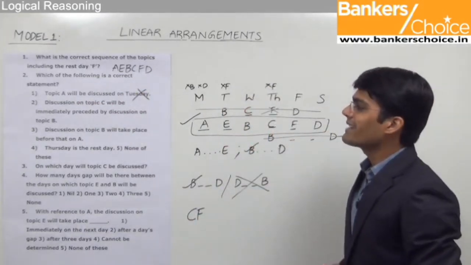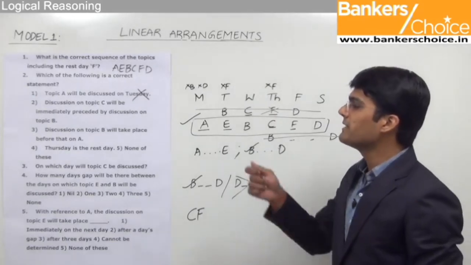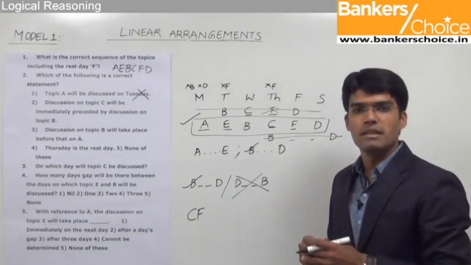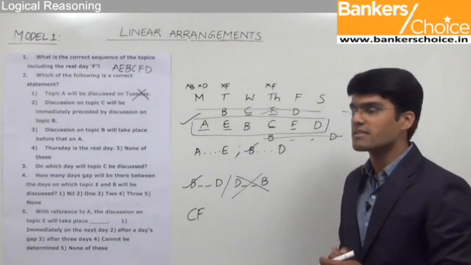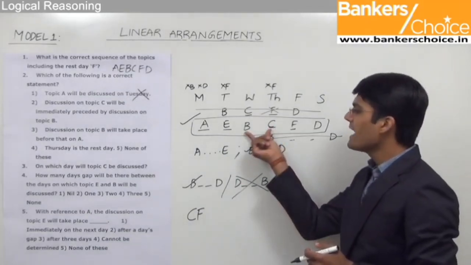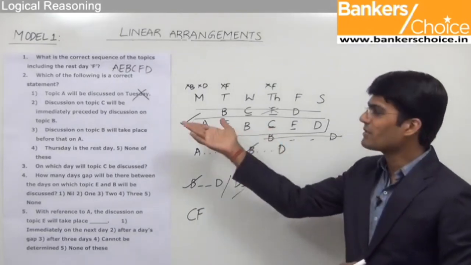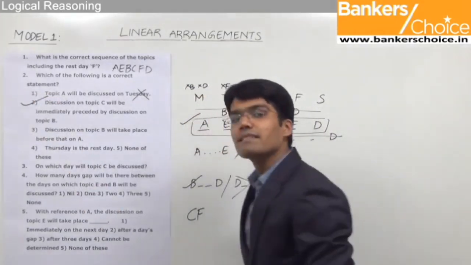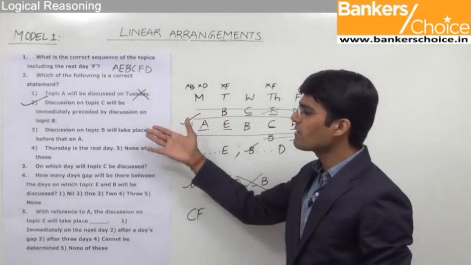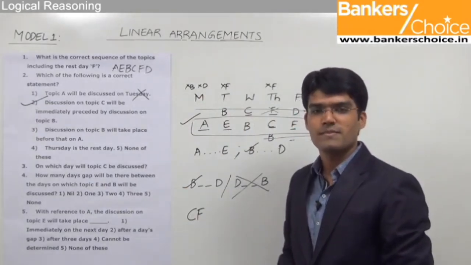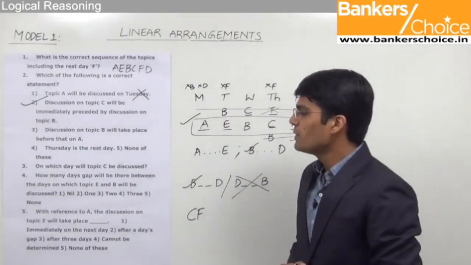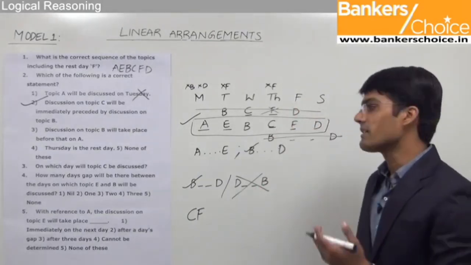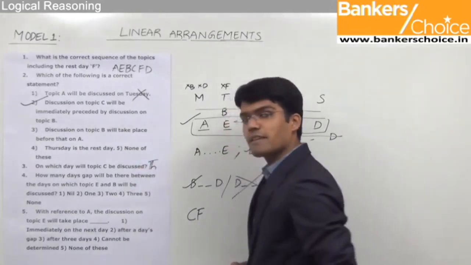The second option is discussion of topic C will be immediately preceded by discussion of B. So the statement says that C will be preceded by B. That means B should come immediately before C. And from the correct sequence we can observe that B comes immediately before C. So very clearly option number 2 seems to be correct. So we can say that option 2 is the correct answer. And once we have got option 2 as the answer, we need not waste our time in verifying the remaining options. The next question is, on which day will topic C be discussed? So from the arrangement we can say that topic C has been discussed on Thursday. So answer for question number 3 should be Thursday.